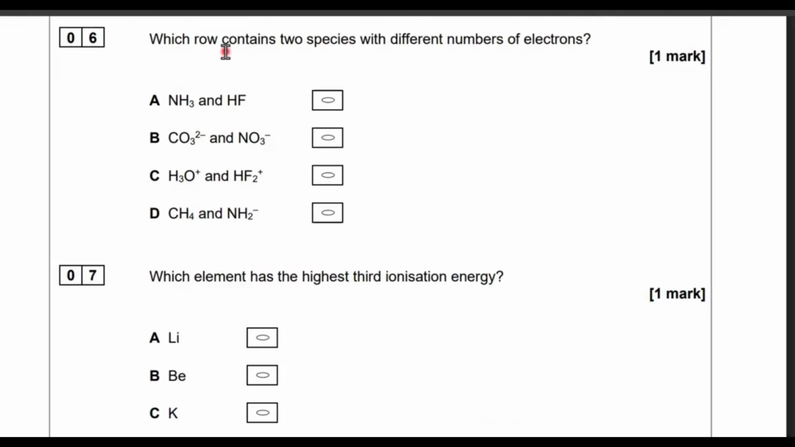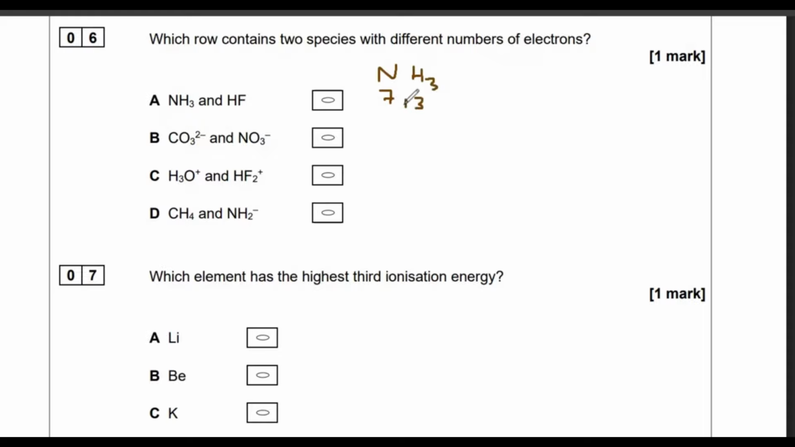Let's get on. Let's have a go at this one. Why don't you pause the video, have a go at this one, and then unpause and watch the explanation. Which row contains 2 species with different numbers of electrons? So we've got to work out the number of electrons in each of the 2 species in each question and see which one has a different number in each species.